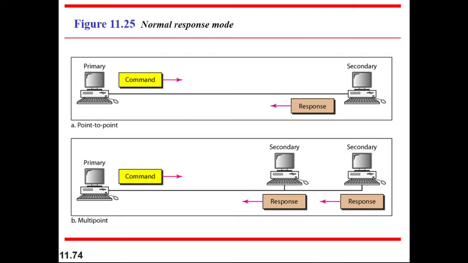This NRM is used for both point to point as well as multi point connections. So this is point to point for NRM, and this is for multi point connections. Here we have a primary station and different secondary host machines, and the command can be passed from the primary station to the different secondary stations.